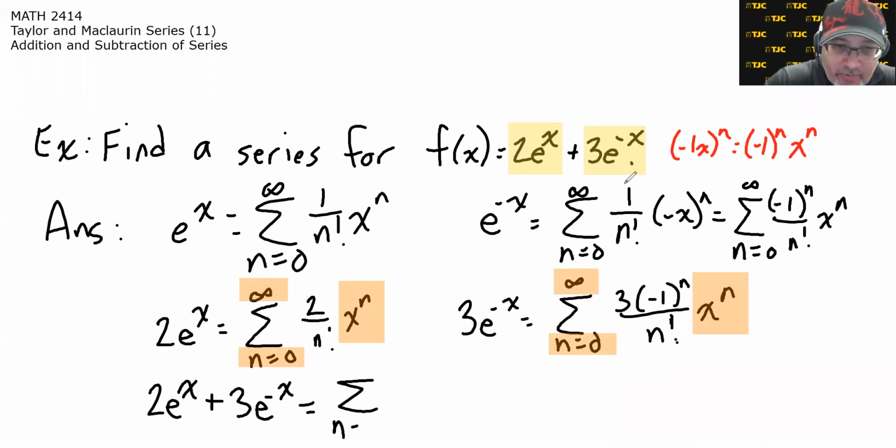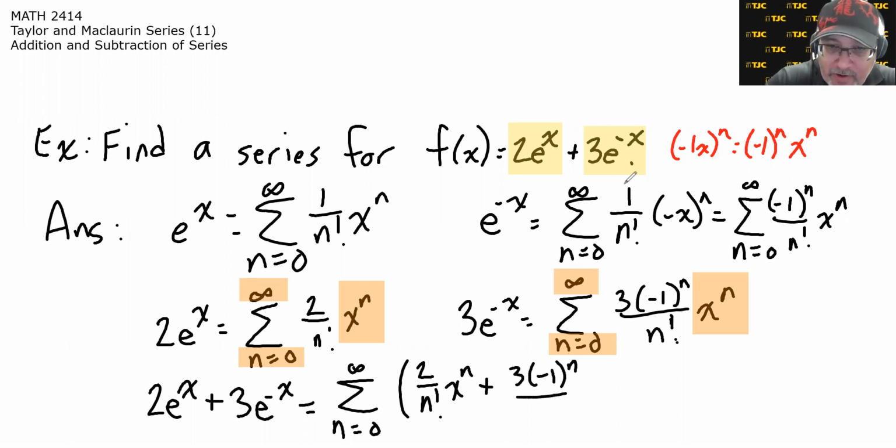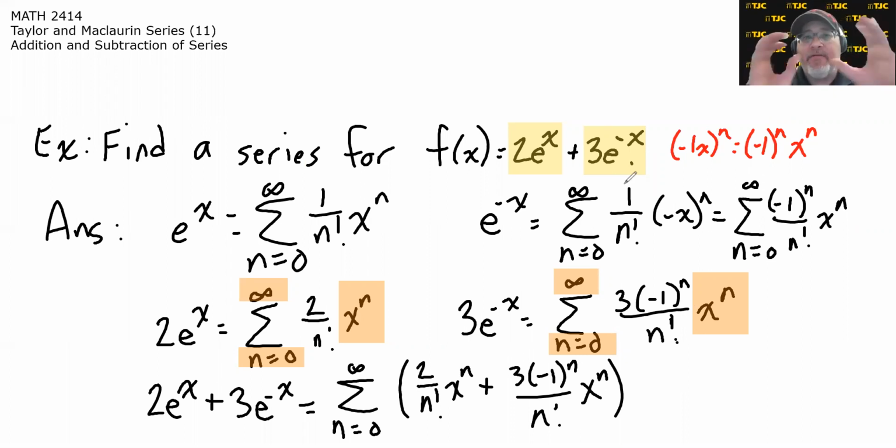Okay, so if we add these together, we get the sum n equals 0 to infinity of 2 over n factorial x to the n plus 3 times negative 1 to the nth power over n factorial x to the n. Got a little premature with the parentheses there. But ideally, we would like this to be in proper power series form, the sum of a coefficient times the power of x, not with a giant plus sign in the middle.